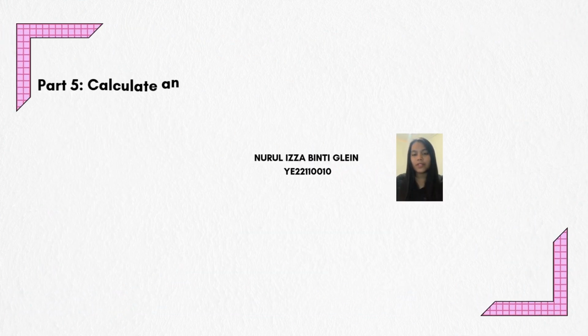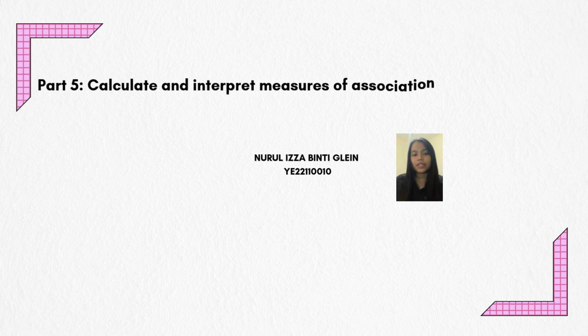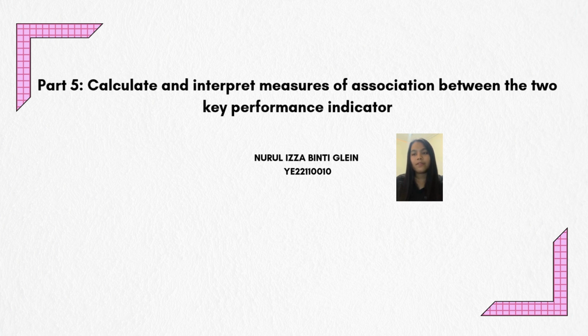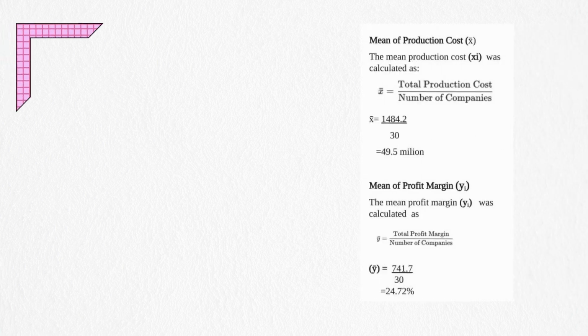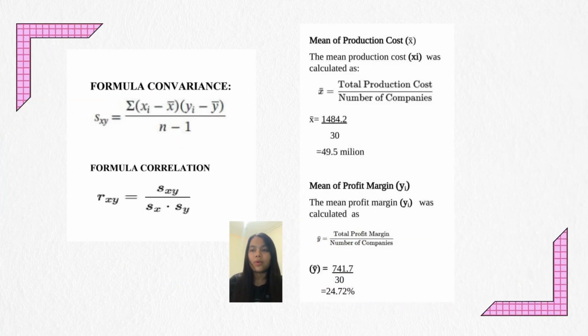Selamat sejahtera. My name is NURUL IZZA binti GLEIN. My matrix number is YE22110010. My part is part 5. Calculate and interpret the measure of association between the two key performance indicators. So this is the formula of covariance, which is (xi minus x bar) times (yi minus y bar) divided by n minus 1. The formula for correlation is sxy divided by sx times sy.